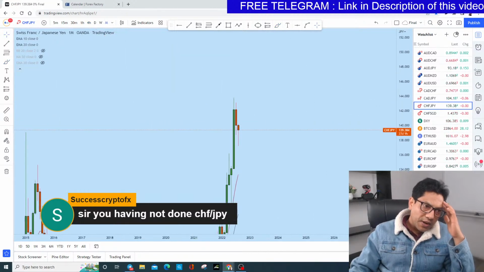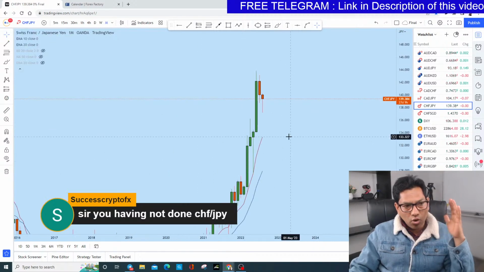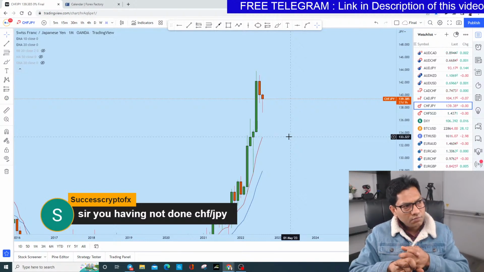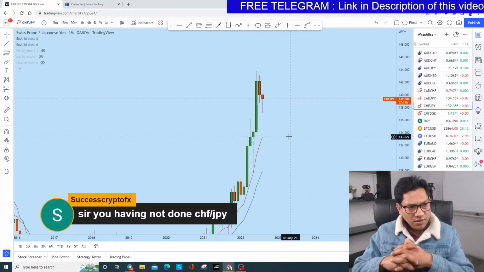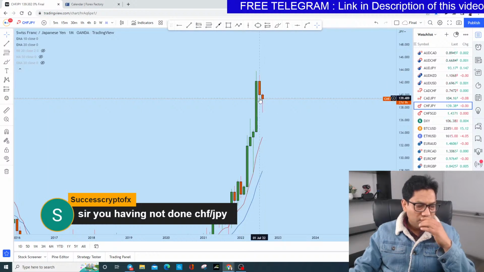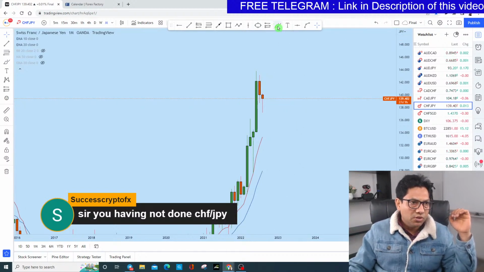Using the monthly price action, CHF JPY is currently a long-term bullish market. This is the monthly candle, but after last month's deceleration candle, it's a sign that CHF JPY will come for a deeper retracement. So it's a high probability CHF JPY will come for a deeper retracement.